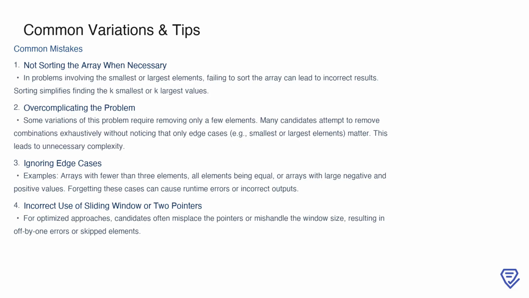When tackling problems like this, there are a few common mistakes to watch out for. First, not sorting the array when necessary can lead to incorrect results. Sorting is essential for simplifying the process of finding the k smallest or largest values, which is often the key to an efficient solution. Another frequent mistake is overcomplicating the problem. For variations that only require removing a few elements, many people attempt exhaustive searches or combinations, which can be avoided by focusing on edge cases like the smallest or largest elements rather than exploring every possibility.